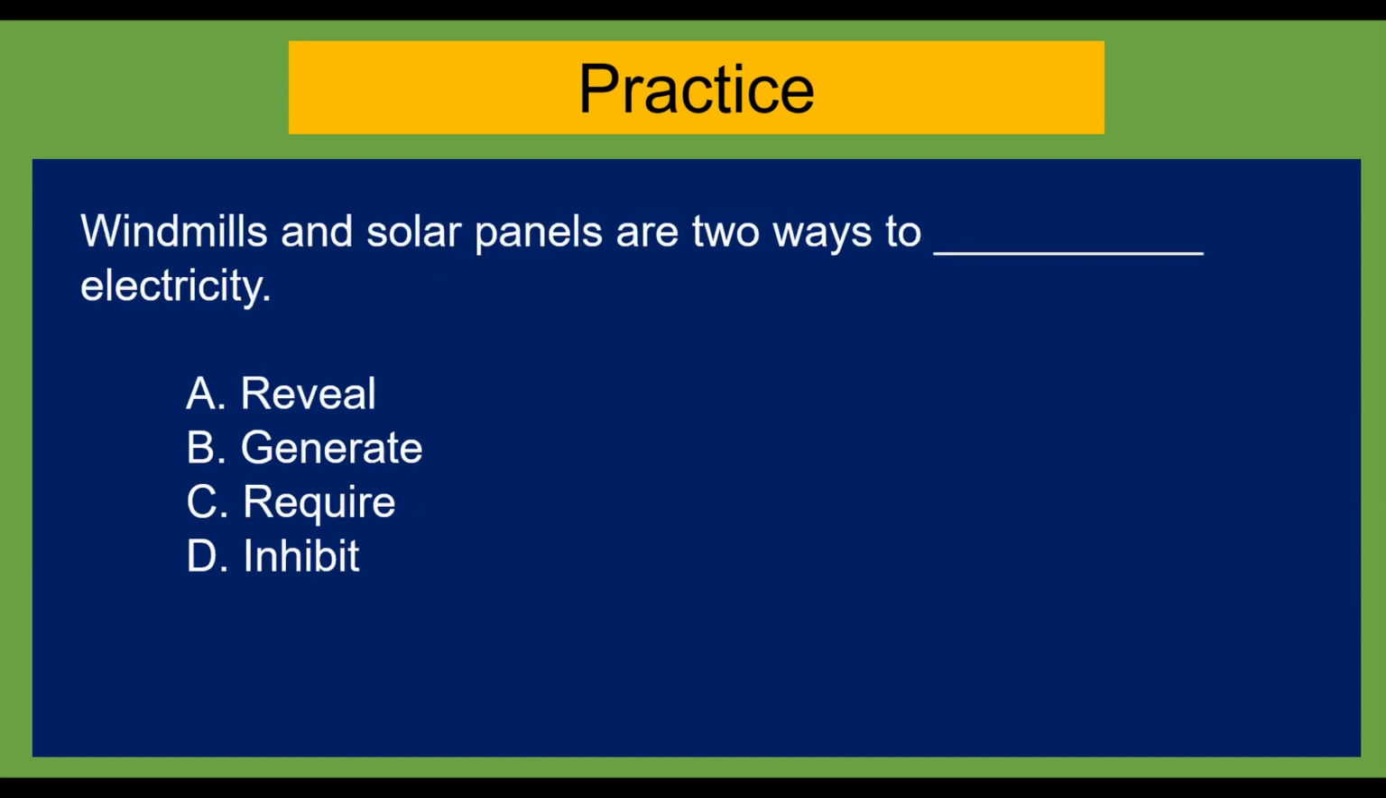Windmills and solar panels are 2 ways to electricity: reveal, generate, require, inhibit. Here we need a verb, and all 4 choices are verbs. So what do windmills and solar panels do to electricity? B, they generate electricity. They create electricity.